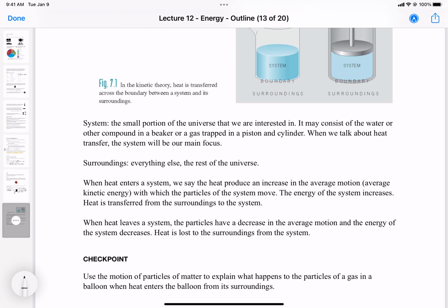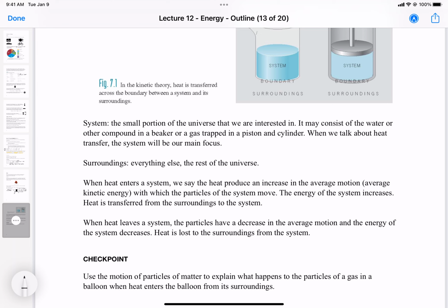System: the small portion of the universe that we are interested in. So usually our chemical system, chemical apparatus, chemical reaction. It may consist of water or another compound in the beaker, or gas trapped in the piston and cylinder if we're studying gases. But when we talk about heat transfer, the system will be our main focus. So we care about what's happening in our system, right?